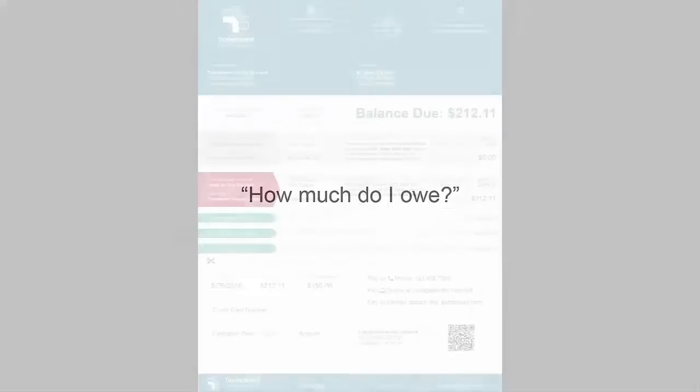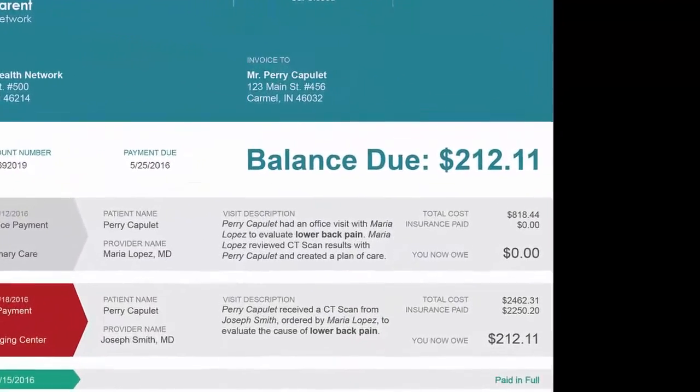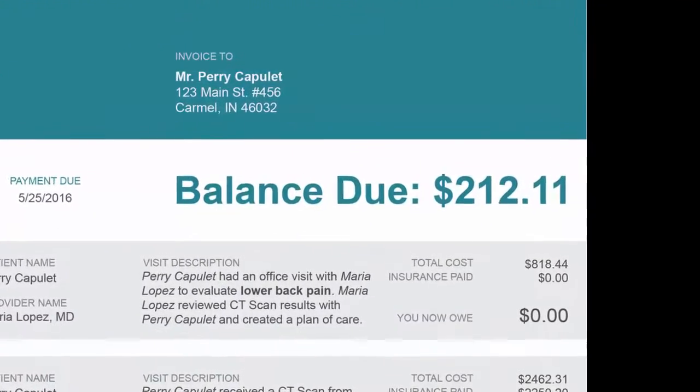The first was, how much do I owe? The reduced clutter and thoughtful balance of white space and content should point the user quickly to the balance that's due. The second question was, why do I owe this much?